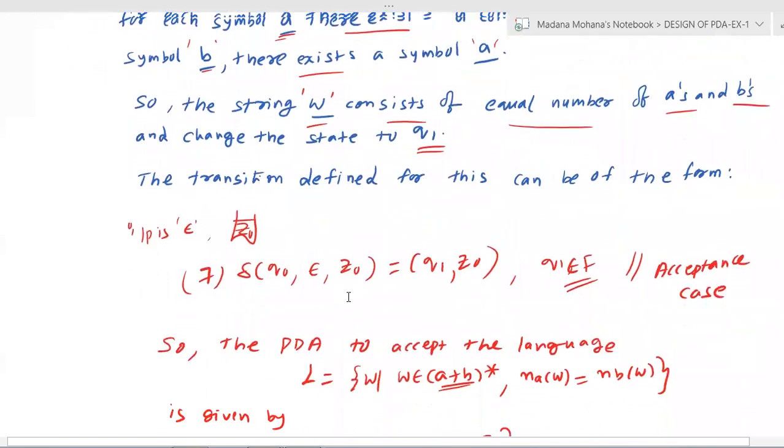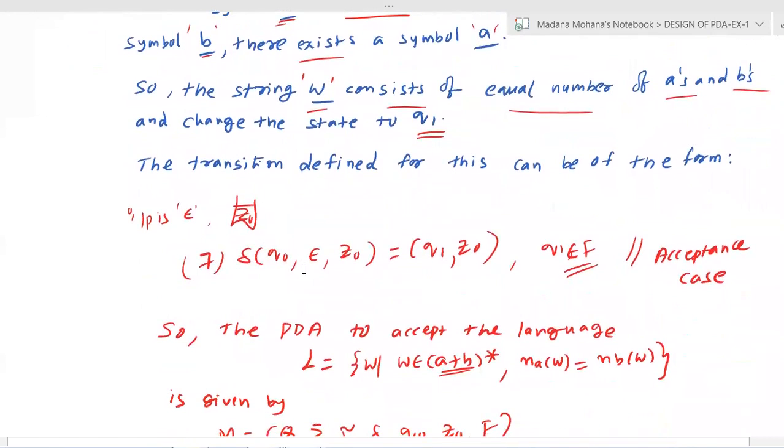Now for this the transition is delta of Q naught, comma, epsilon, comma, Z naught. Here the input is empty, and the stack contains Z naught, the initial symbol. Then it changes from state Q naught to Q1. The stack remains the same, that is Z naught. Here Q1 belongs to F, which is the final or accepting state.